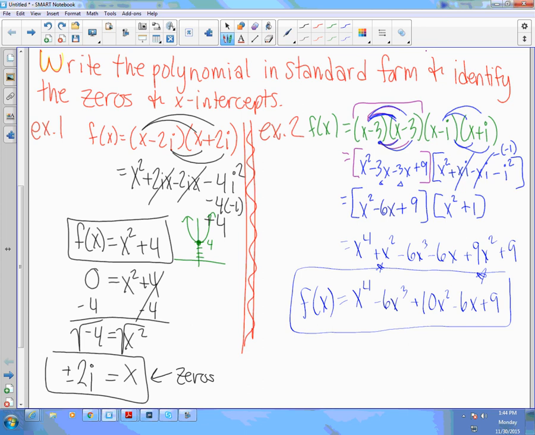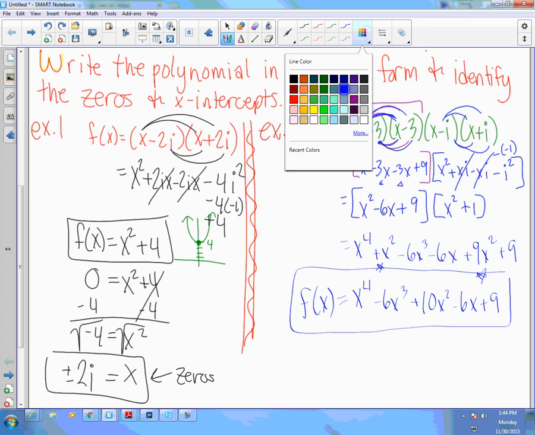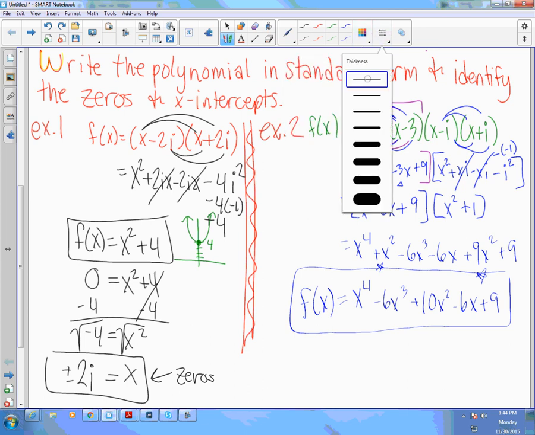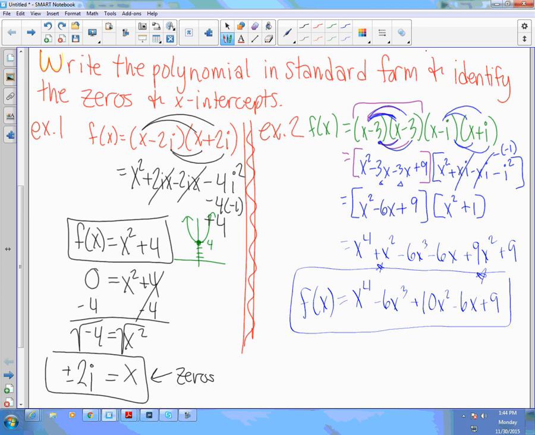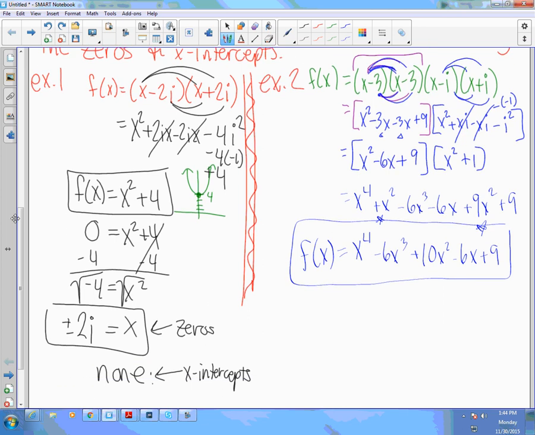Now, there's two more things you need to answer. It asks what are the zeros and the x-intercepts. Well, zeros come from applying the zero property, which is applied on factors. At the very beginning, didn't we have factors? Yeah, we have factors. So we can just take all of the factors and set equal to 0.